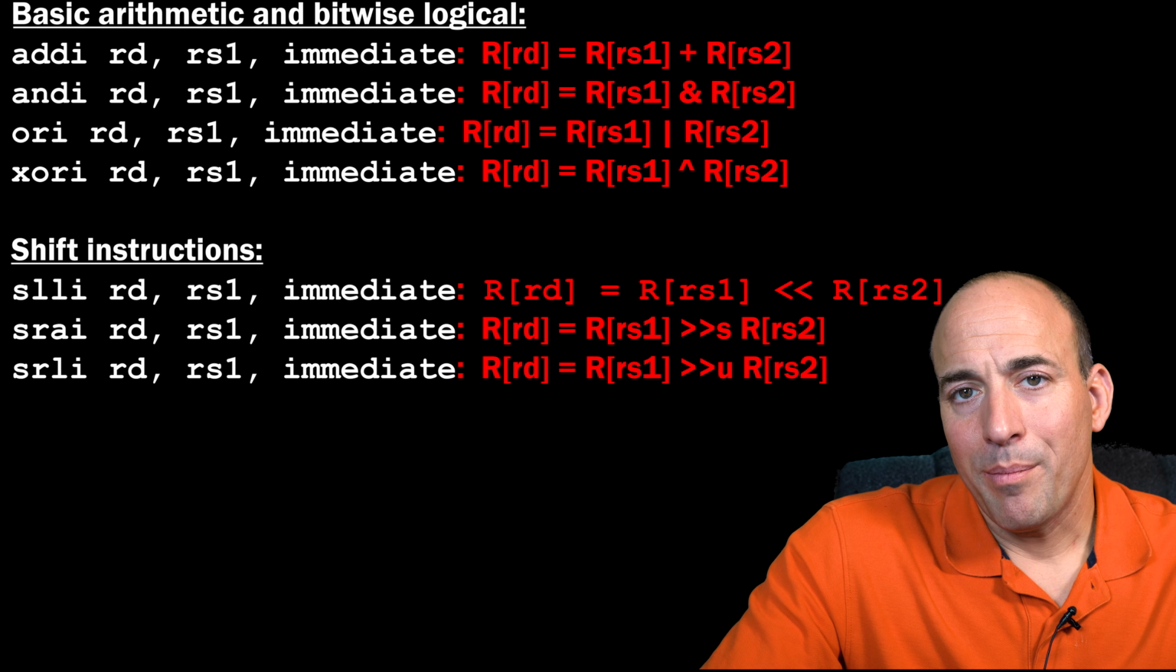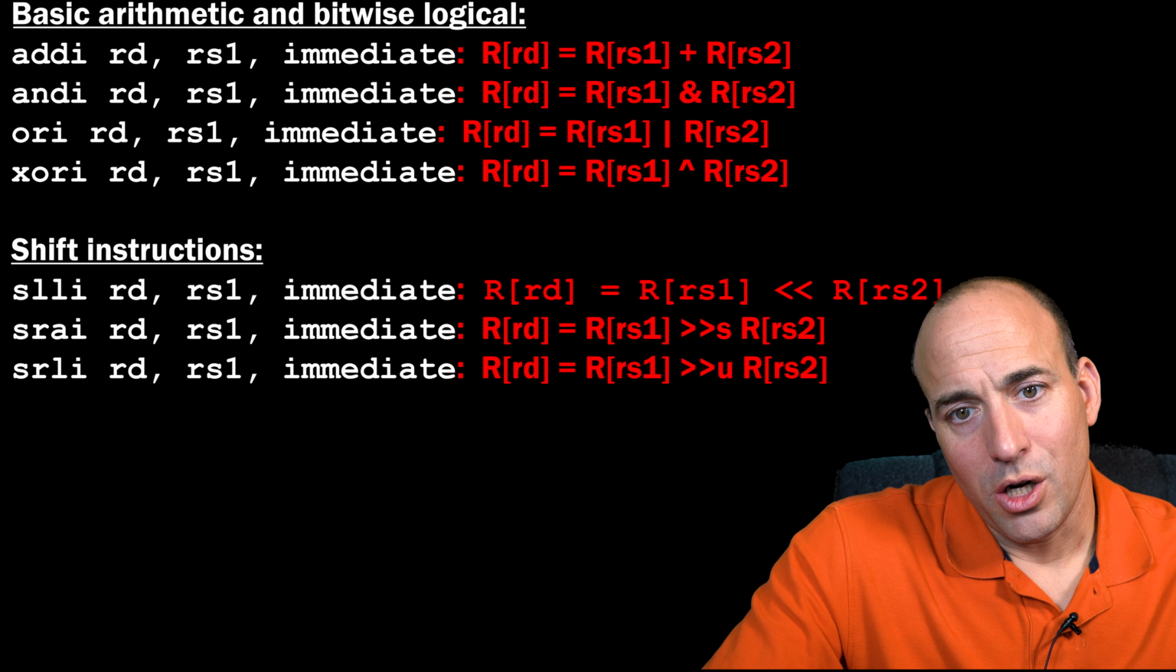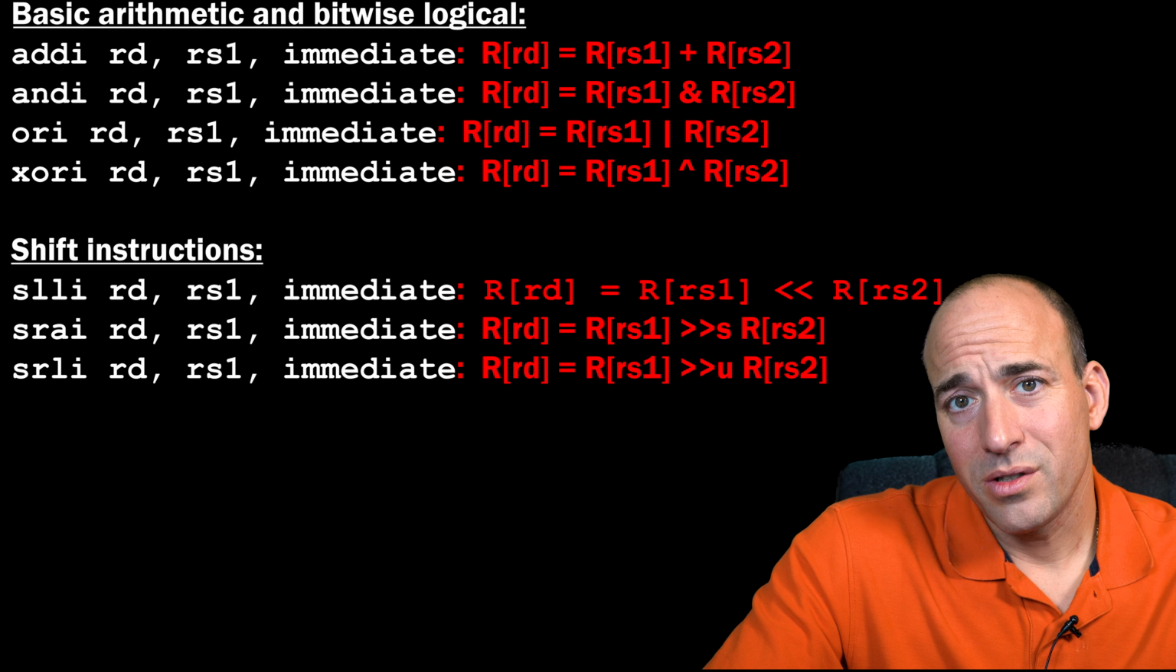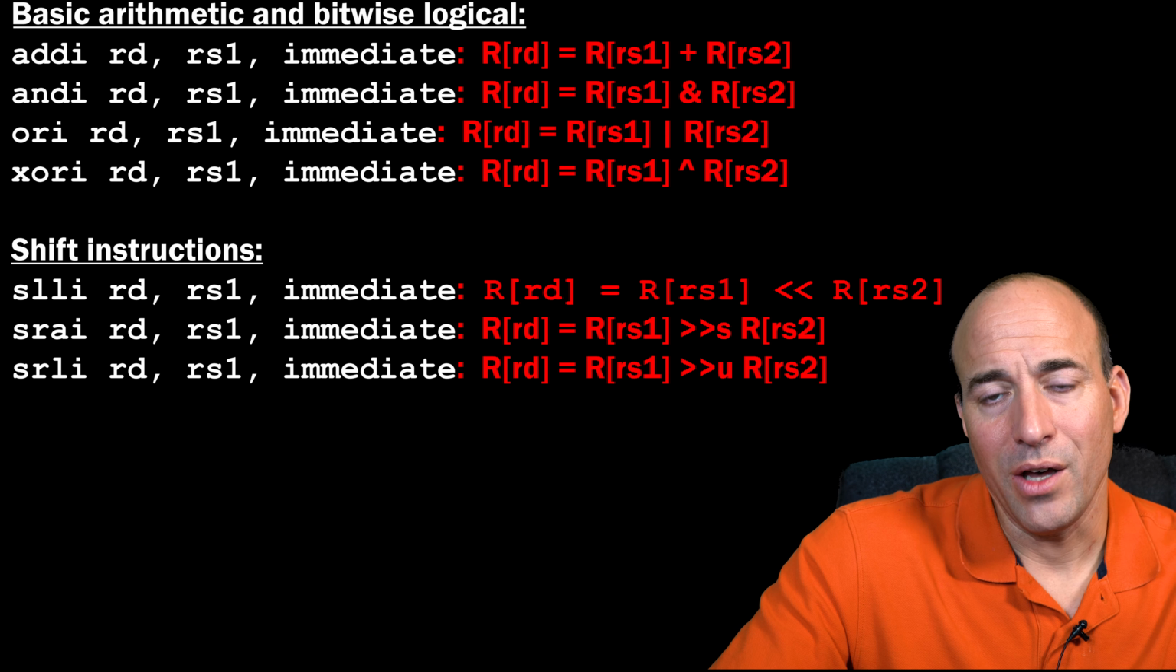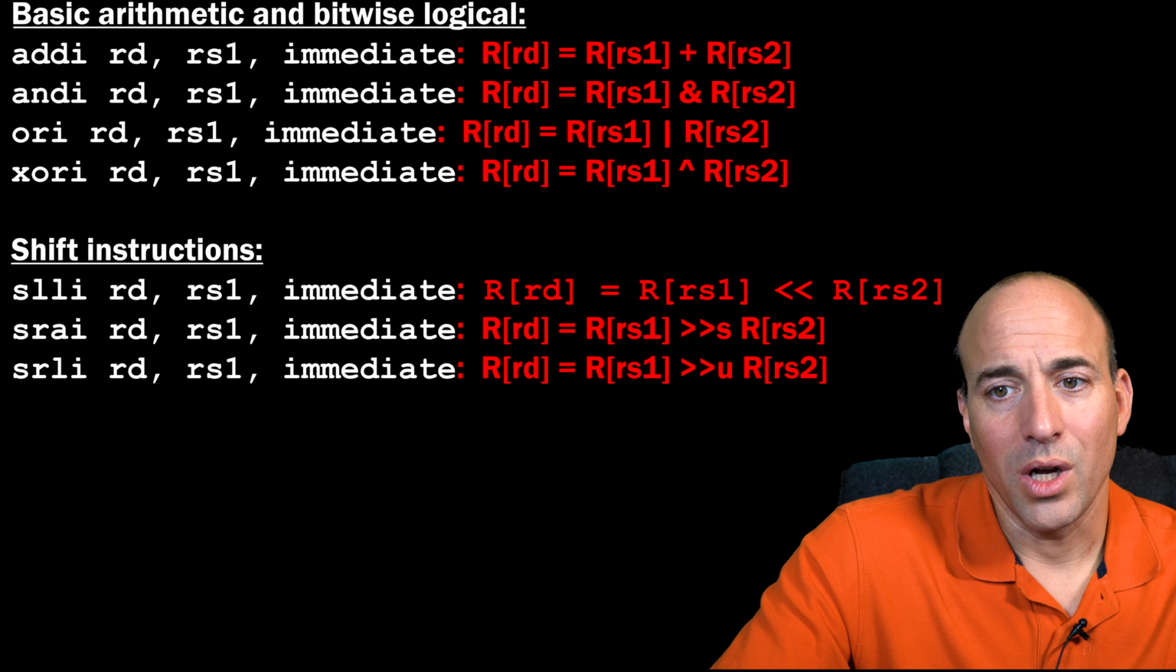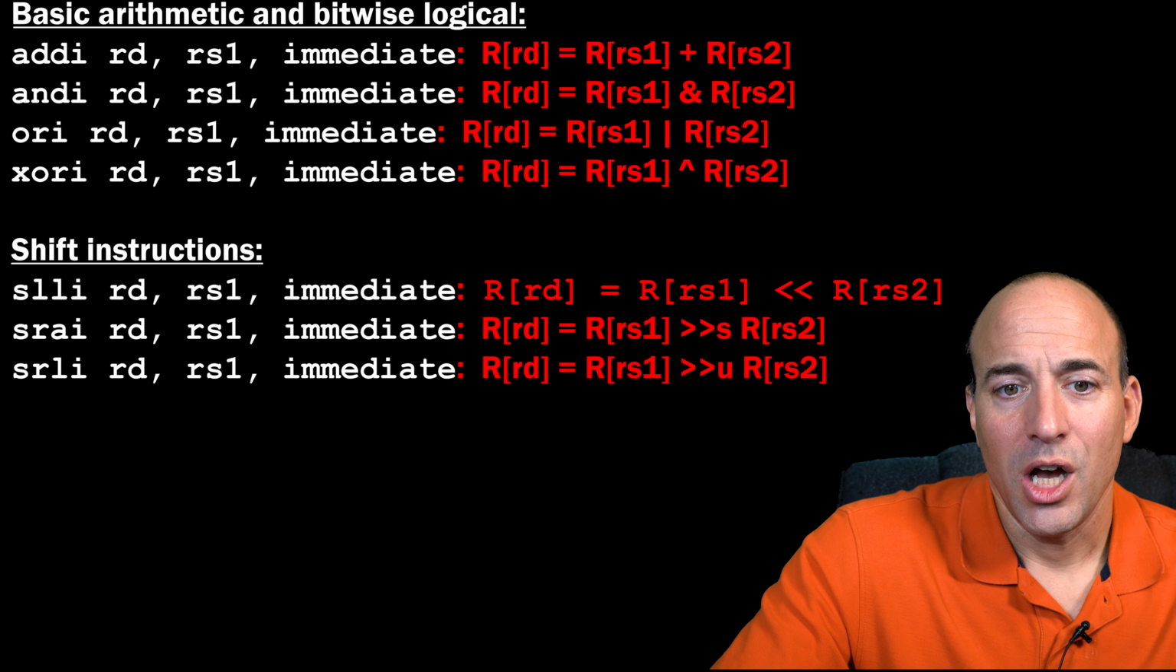Now, the instructions I'm showing here are similar to the ones I just showed, but the difference is that they include an immediate value or a literal constant serving as the second operand of the instruction.